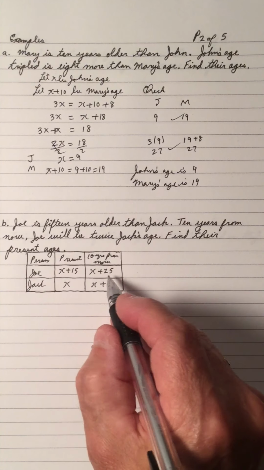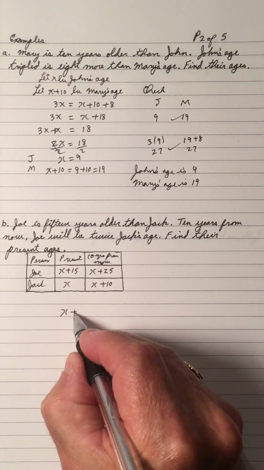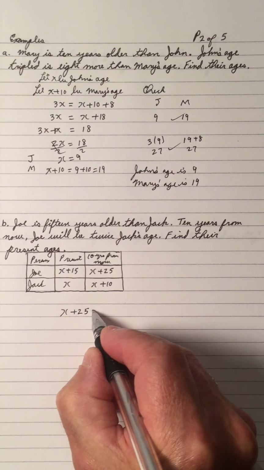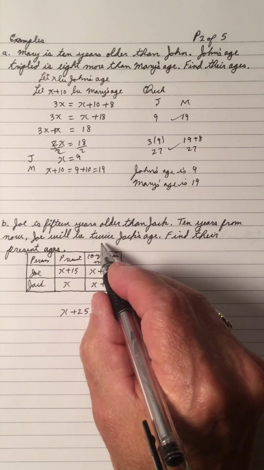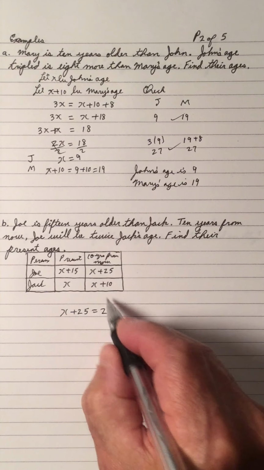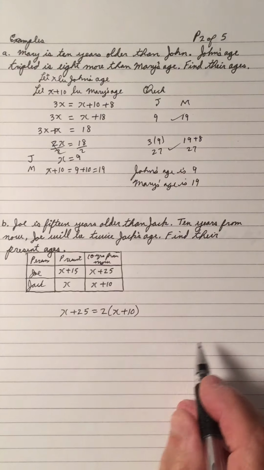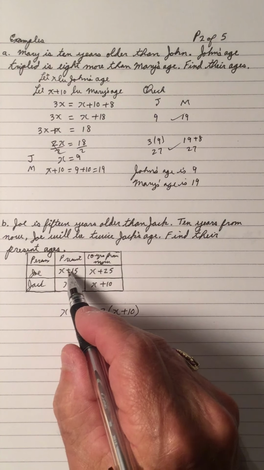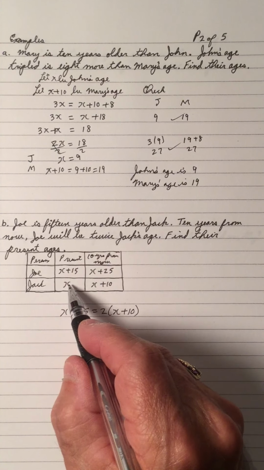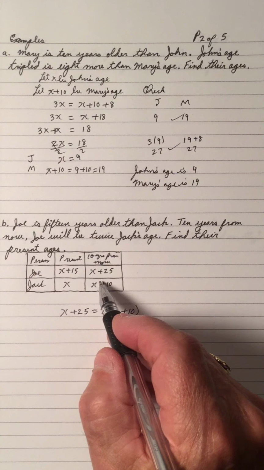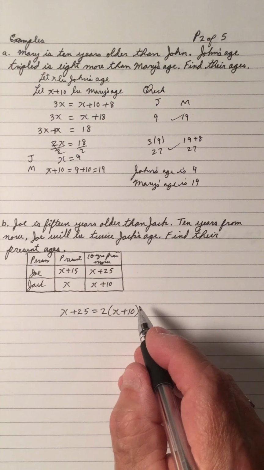Joe is X plus 25. Joe will be, equal sign, twice Jack's age. So that's twice X plus 10. Again, it's not these two expressions, because that's their present age. It's these two expressions that say Joe will be twice Jack's age.